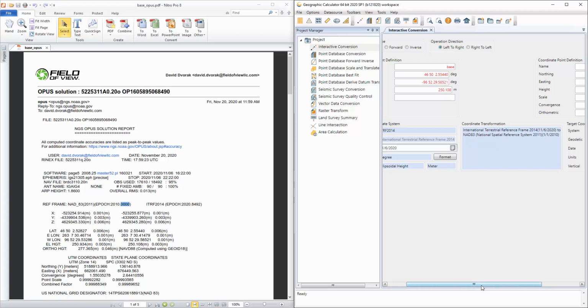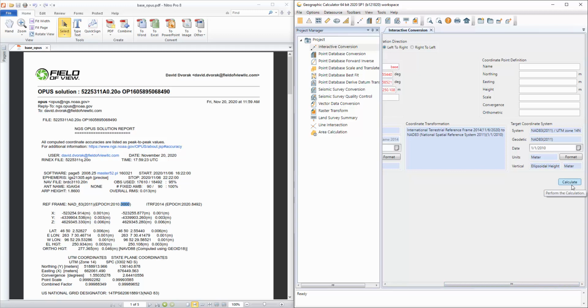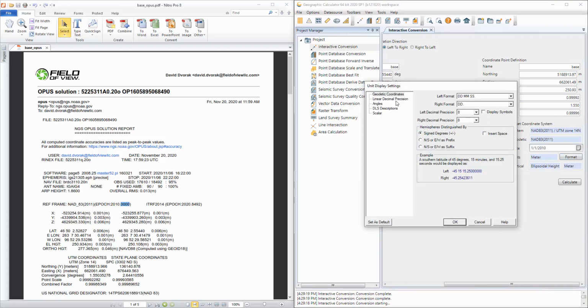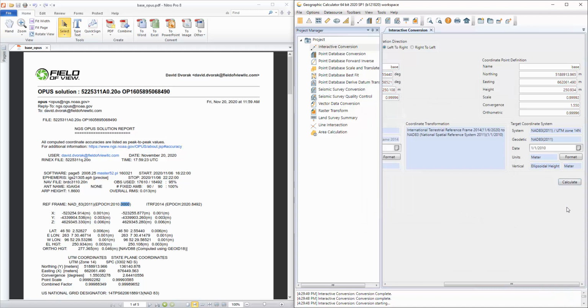Okay, so we have all that specified now. So we're going to go ahead and click Calculate. Great, so now we have a coordinate relative to the NAD83 2011 datum, and we're going to see that we have a northing and an easting and our ellipsoid height. We want to look at this down to the millimeter level, so we're going to go ahead and click on Format. We're going to increase the decimal places to 3 in both the horizontal and vertical. I'm going to click Calculate again.